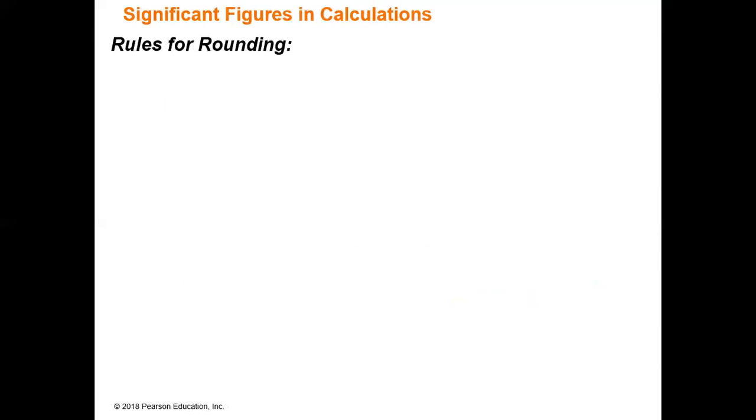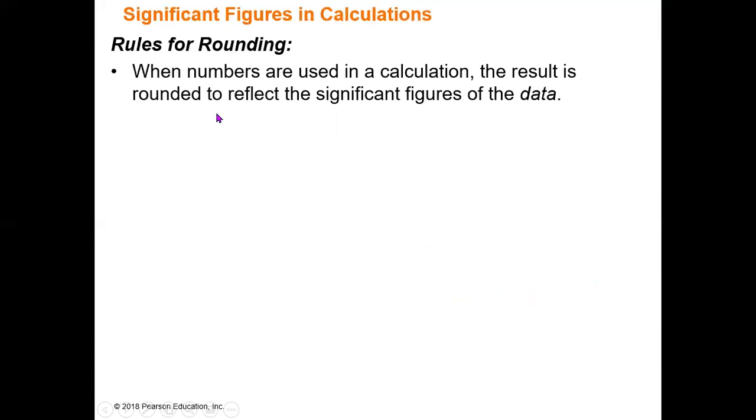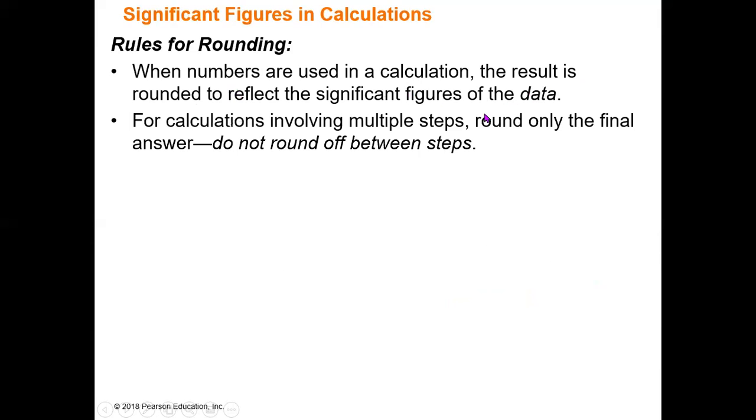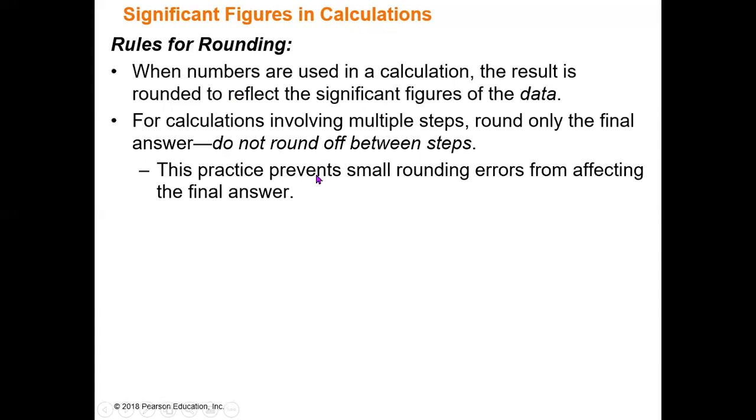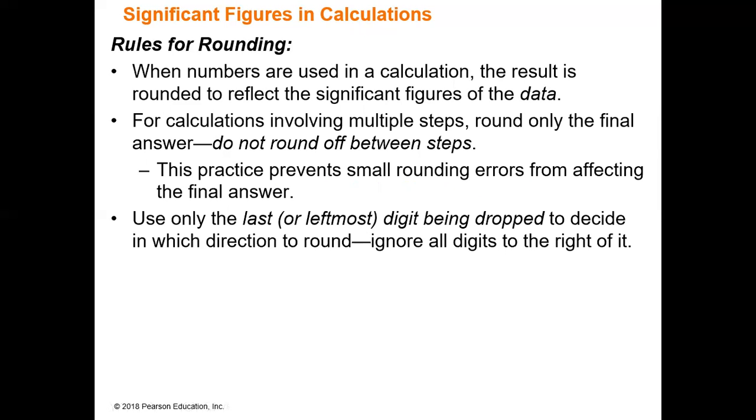Okay. So once you know how to show how many significant figures, sometimes you need to do the rounding. When numbers are used in a calculation, the result is rounded to reflect the significant figures of the data. For calculations involving multiple steps, round only the final answer; do not round off between steps. This practice prevents a small rounding error from affecting the final answer.